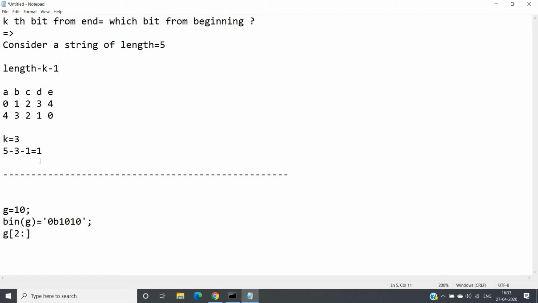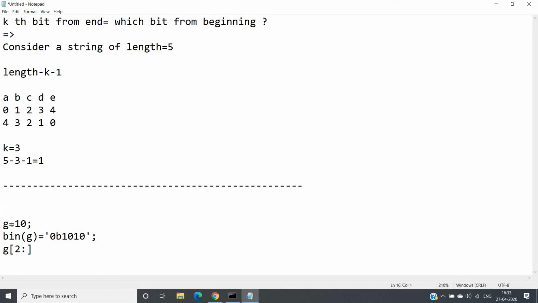So this is one concept, and one more concept I want to show you. In my initial videos on the number data type in Python, I told you how to convert between different data, like decimal to binary, binary to decimal, decimal to octal, octal to decimal, and so on. There I discussed, suppose I have a decimal number g equal to 10. Now if I apply bin of g, I will get 0b1010. So basically the binary representation of 10 is 1010. This 0b indicates that this is a binary number.